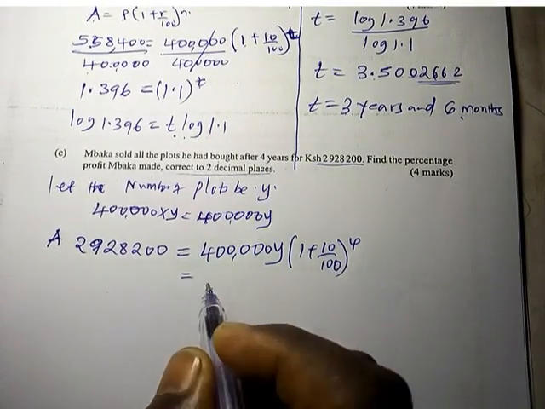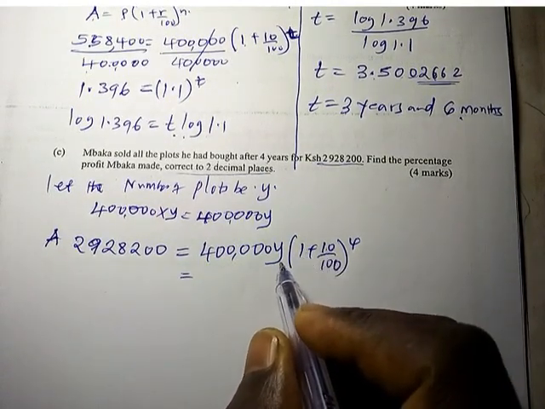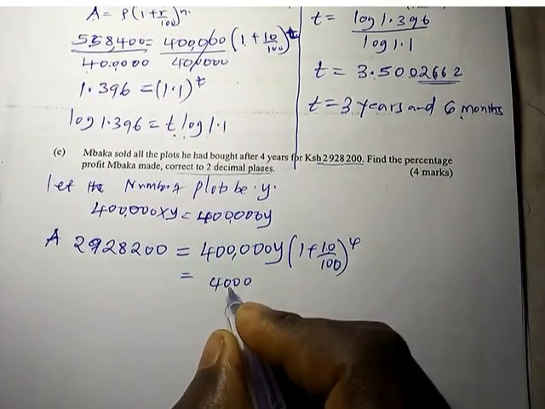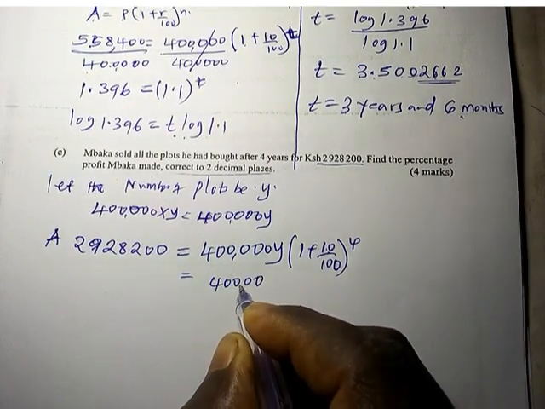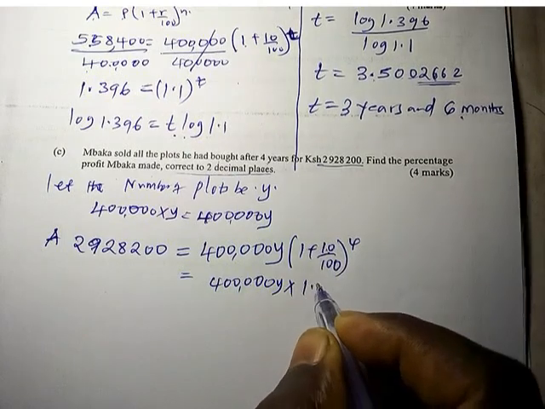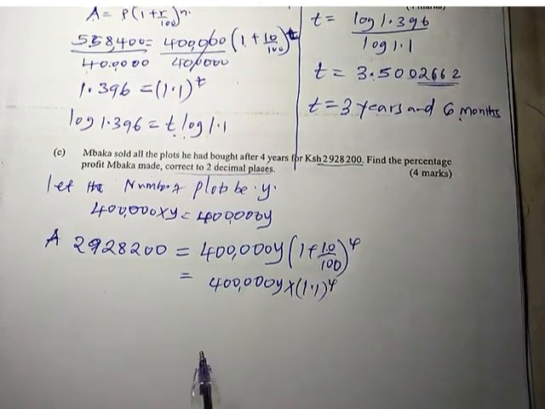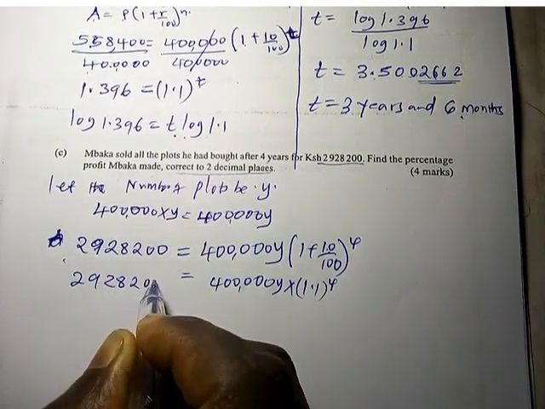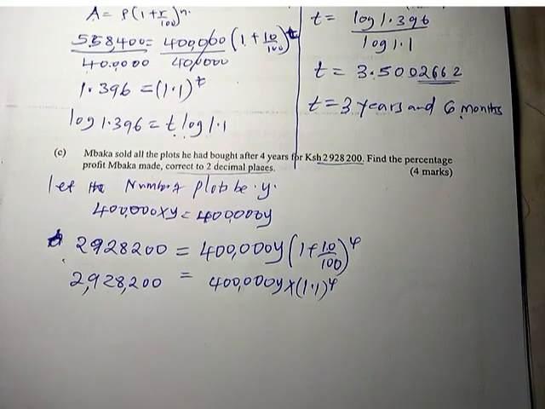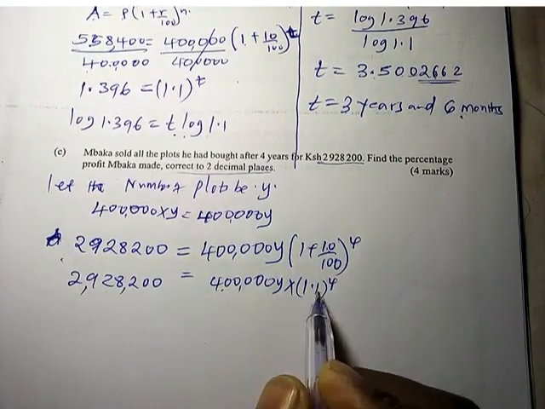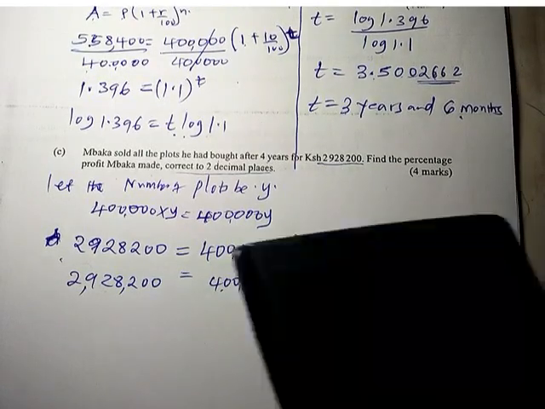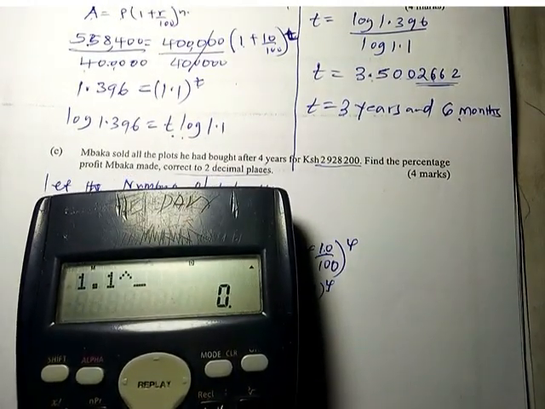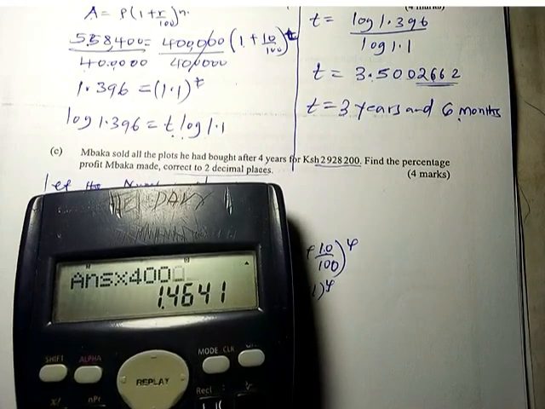So this one will be the same as 1.1. So that is 400,000y times 1.1 raised to power 4 is equal to 222,928. So next, raise this to power 4. To raise that one to power 4, you just press 1.1 raised to power 4. You get the answer, and then you multiply times 400,000.